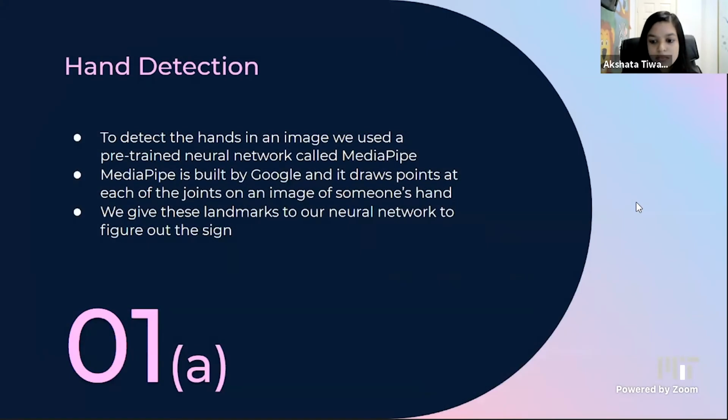The first step is detecting the hands in an image. To detect the hands in an image, we used a pre-trained neural network called MediaPipe. It was built by Google, and it draws points at each of the joints in someone's hand. We then give these landmarks to our neural network to figure out the sign that that person is trying to make.